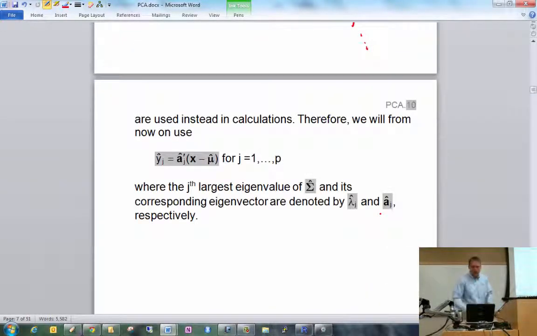So of course, just to make sure this is clear, a hat would be then an eigenvector from the estimated covariance matrix. Of course, lambda hat would be then an estimated eigenvalue from your estimated covariance matrix as well.